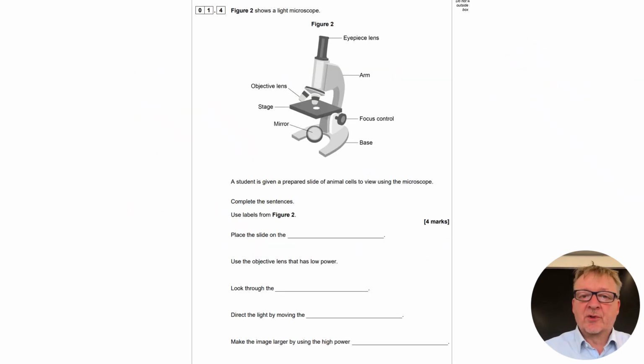Okay, that's a little bit smaller. So 1.4 shows a light microscope, a standard picture that we've seen loads and loads of times before. A student is given a prepared slide of an animal cell to view using the microscope, so that means it's already ready. Complete these sentences using labels from figure 2. Place the slide on the, well, it's got to be the stage. That's where you're actually placing it.